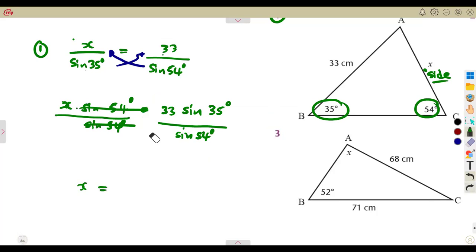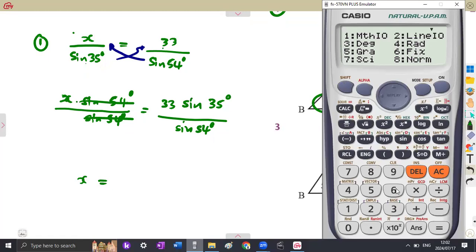So x in this case is equal to the whole of this part, which you can simplify using your calculator. Remember, we're told to 2 decimal places. So in this case, I'm just going to have this on our calculator. Just fix our calculator to 2 decimal places. All right. So there we have got 33 times the sine of 35 degrees, everything over the sine of 54 degrees, which is going to give us 23.40. So that is to 2 decimal places.